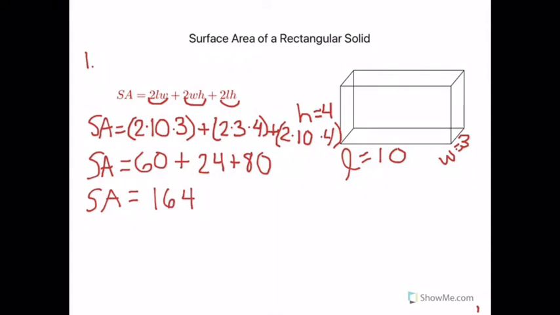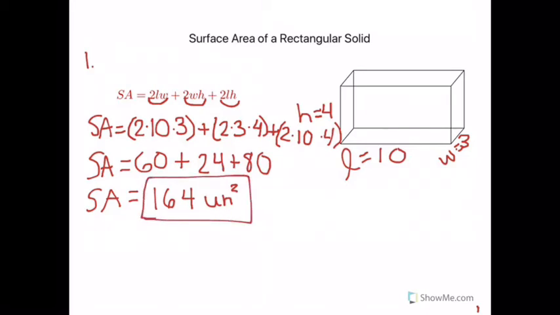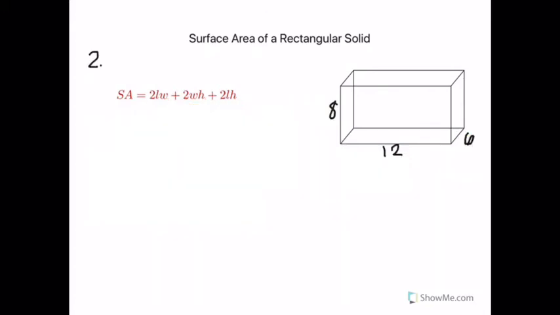$164. We don't know the units, so we'll just say units squared, because this is area. All right, let's try another one.